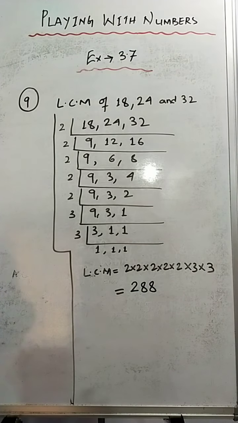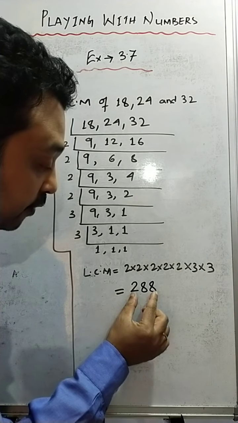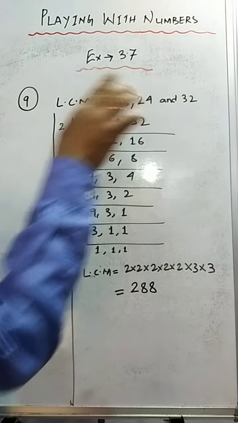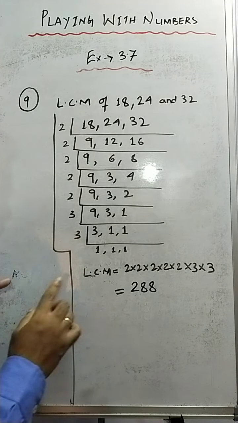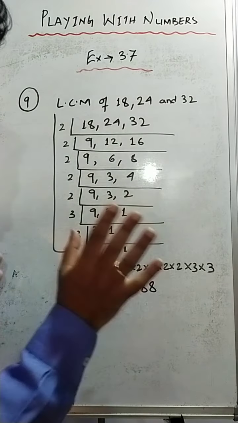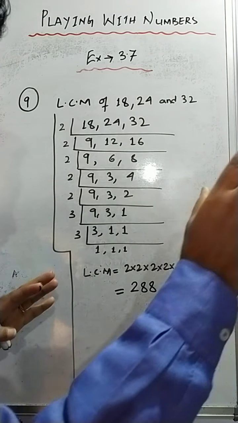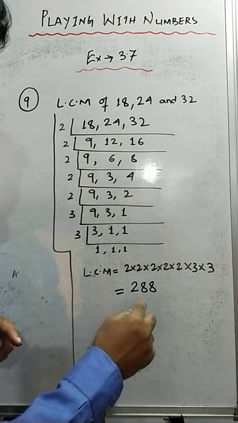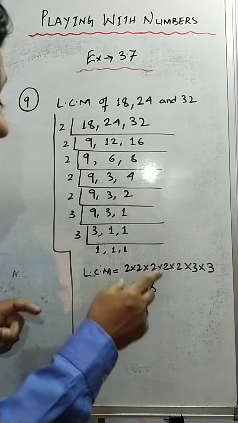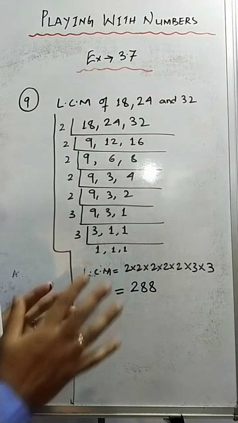288. So what does this mean? This means that this is the first number which is exactly divisible by 18, 24 and 32. That means there was no such number from 1 to 287 which was divisible by 18, 24 and 32, but 288 is the first. Now the next sentence, hear me very carefully. There are so many numbers which are divisible by 288. Those numbers which are divisible by 288 will also be divisible by 18, 24 and 32.